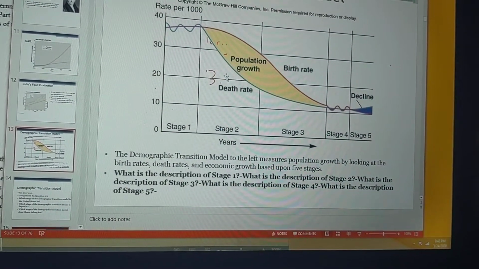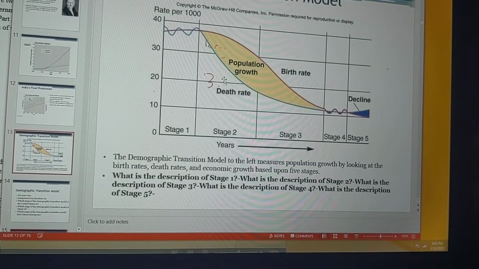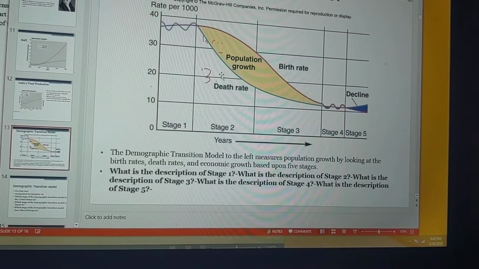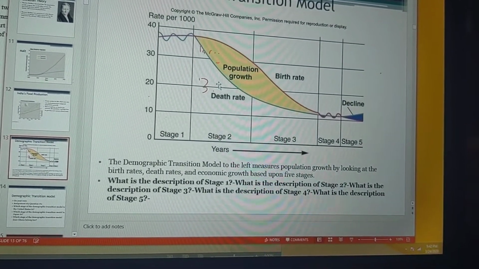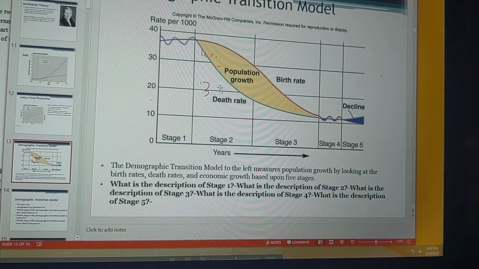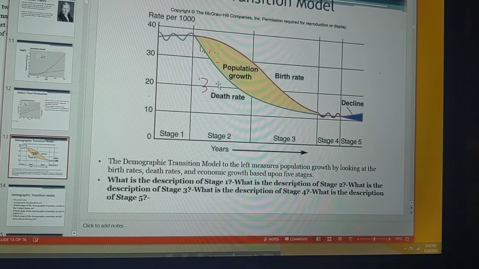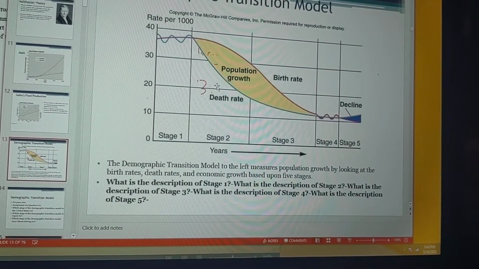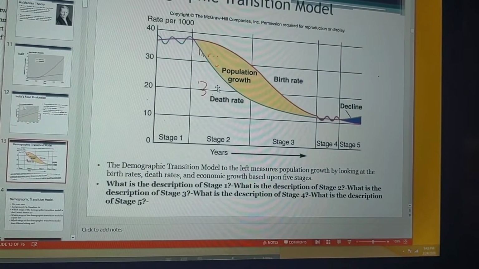Birth rate starts to decrease. Okay? Birth rates start to go down. As a country industrializes, birth rates go down, because the quality of life is going up, women decide to delay or not have children. Okay? And of course, more and more enter the workforce. So that's why your birth rate goes down.